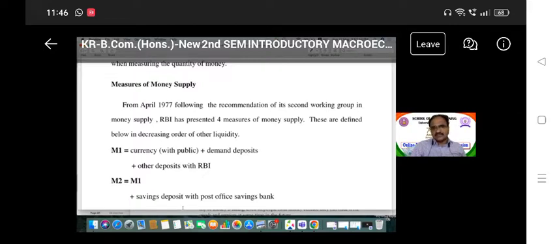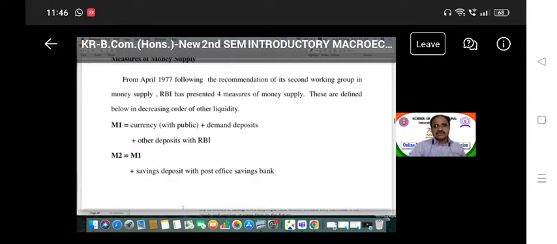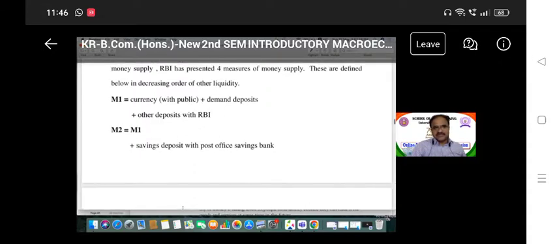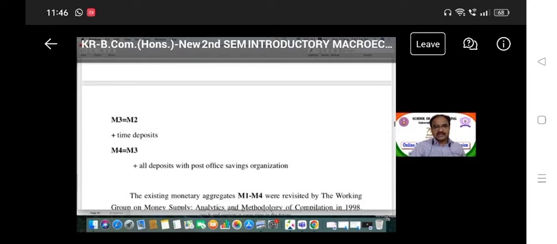In April 1977, following the recommendation of its second working group, the RBI presented four methods of money supply. They are defined below in decreasing order of liquidity. There are four: M1, M2, M3, and M4.